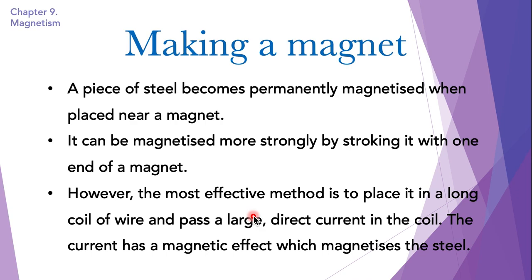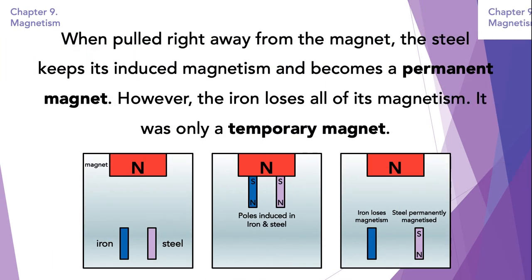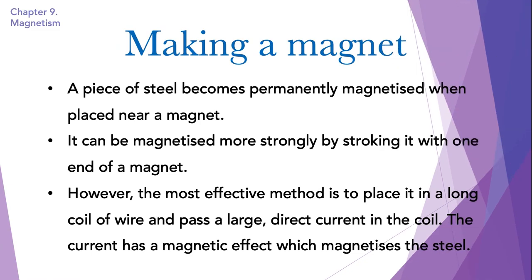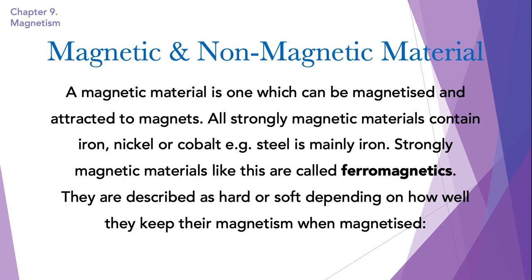Now, as I said, steel and iron, they are two different materials. Iron was a temporary magnet and steel was a permanent magnet. So speaking of different materials and magnetism, we're going to look at magnetic and non-magnetic materials. A magnetic material is one which can be magnetized and attracted to magnets.